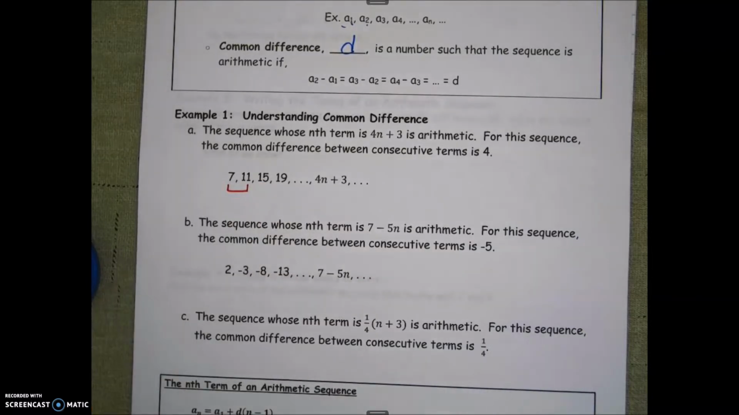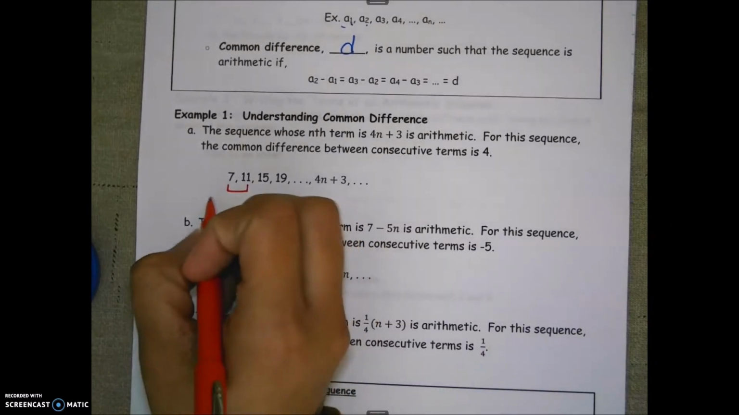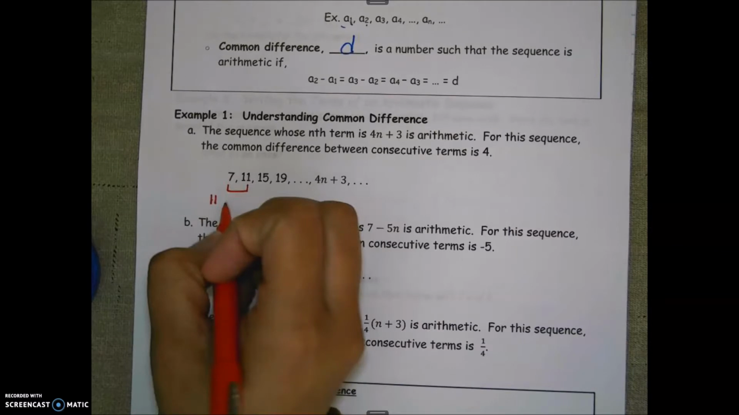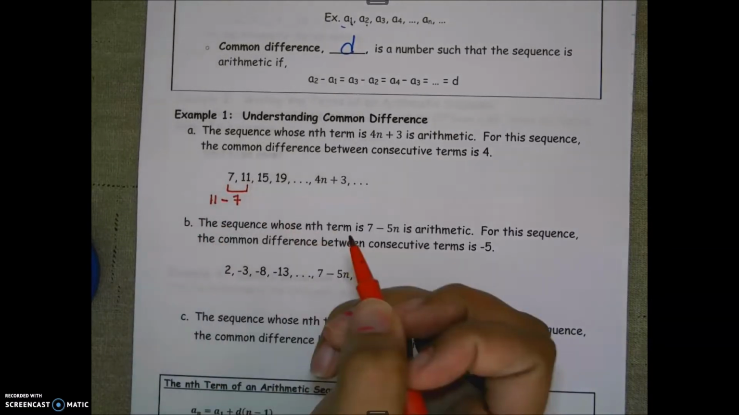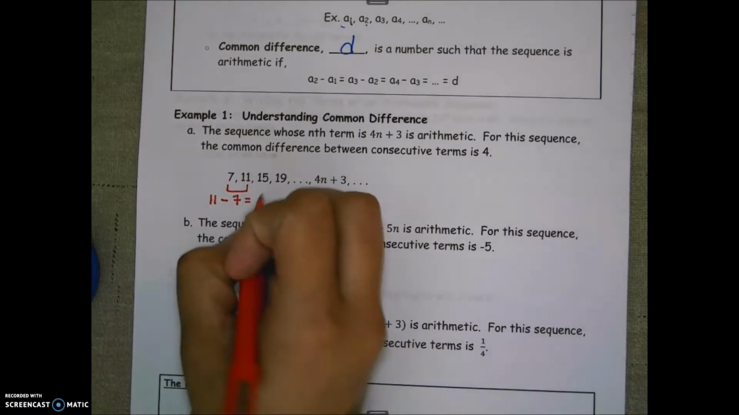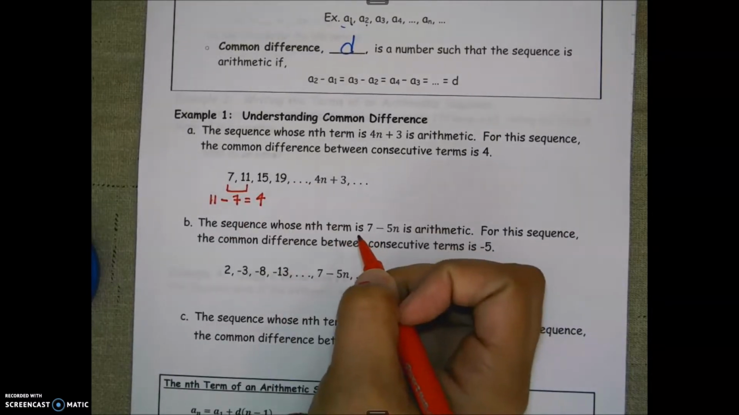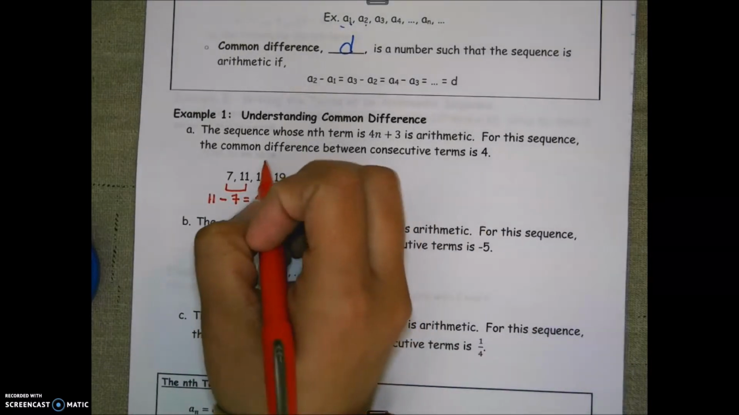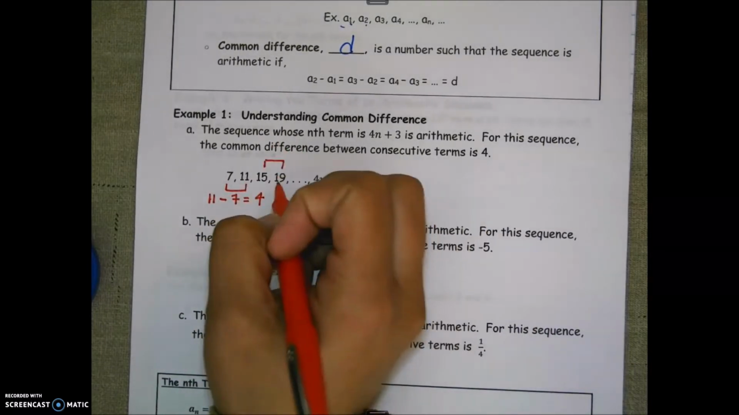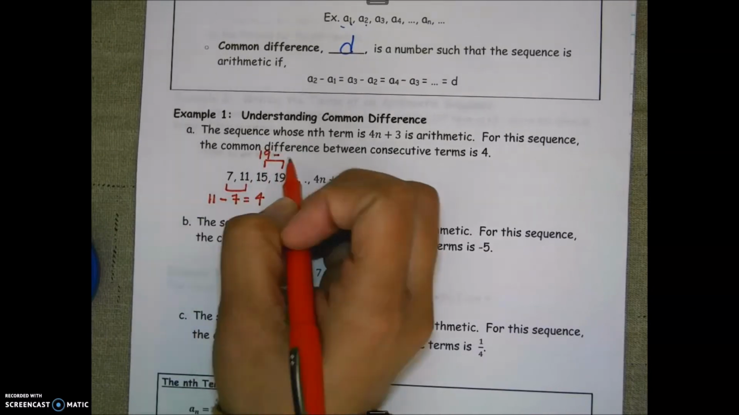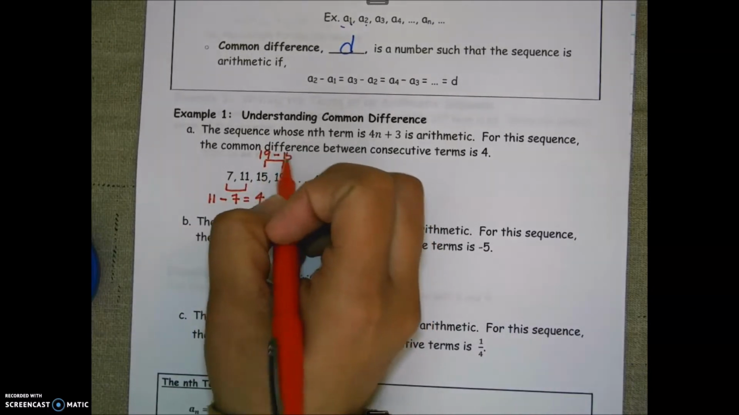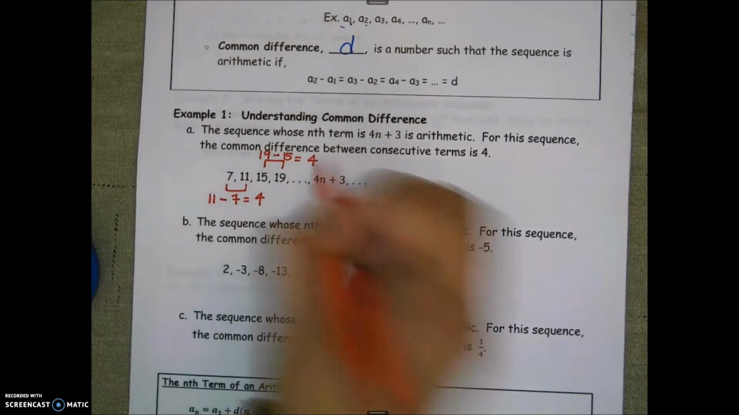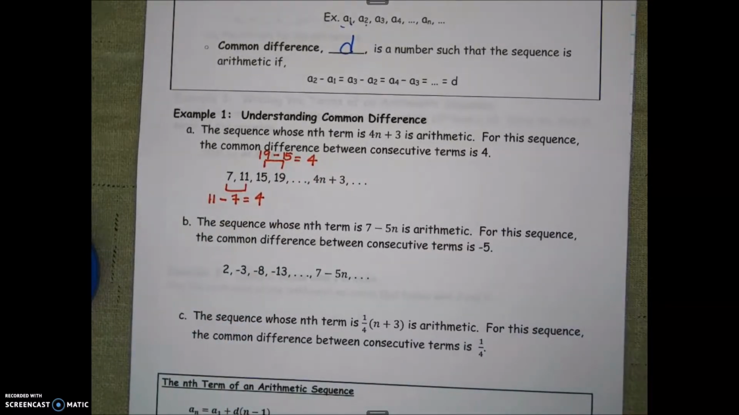So they have to be consecutive terms. And what you do is you take the second term, which is 11, and you subtract the previous term from it. Okay, so 11 minus 7 is 4. No matter which two consecutive terms you take, you should be able to find what the common difference is. So what if I take the last two terms? Same thing, I take the last term, which is 19, minus its previous term, which is 15, and 19 minus 15 is 4.